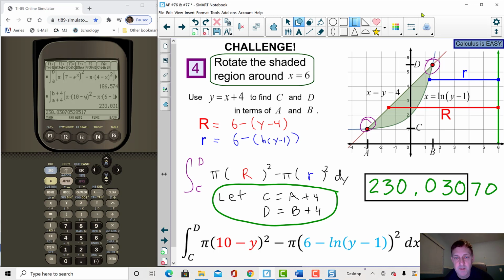Now, this question is considered a challenge question. This was a tough one. And what made it tough was finding C and D using the A and the B. So you had to use the A and B in order to find the C and the D. That was a little bit tricky.